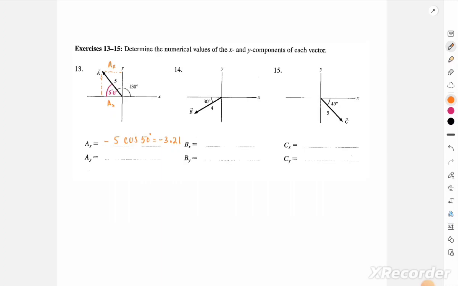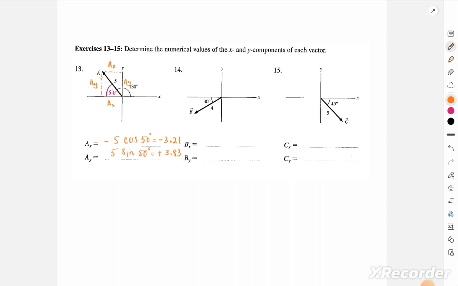And as for AY, this is AY here, and so is AY here. So if we take sine of 50 degrees, we have AY divided by the hypotenuse, which is 5. So that gives us 5 sine 50. And in the second quadrant, the y is positive. So it is positive 3.83. You have to make sure your calculator is set for degrees and not radians.